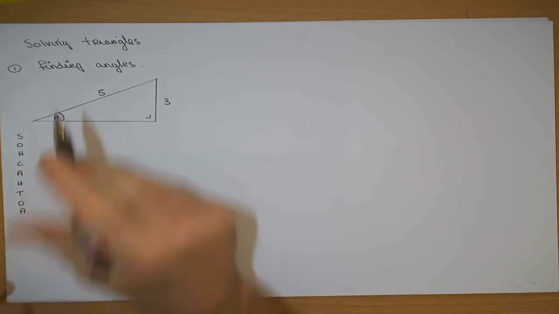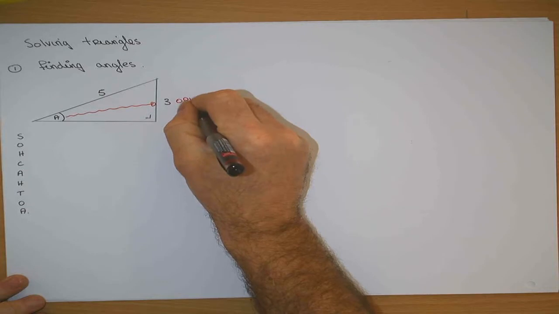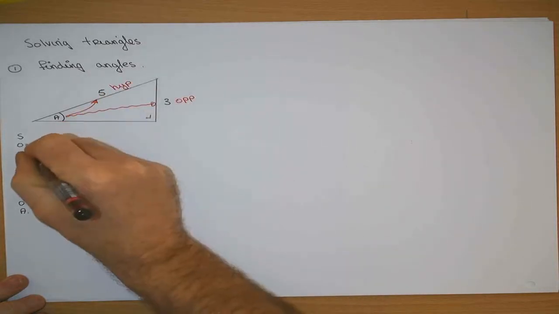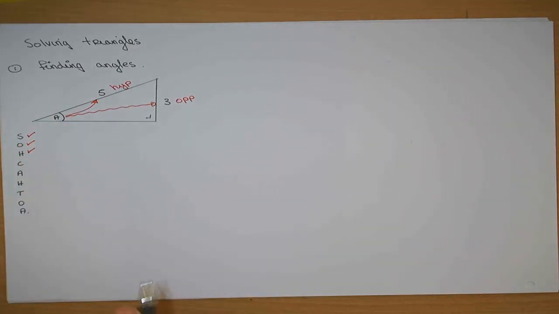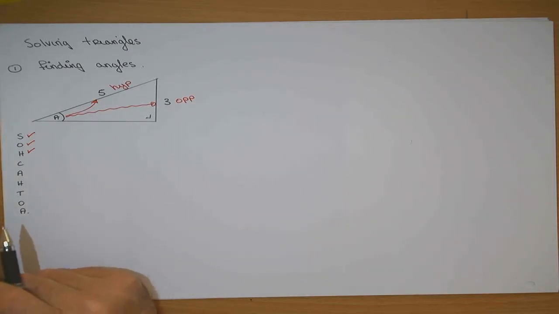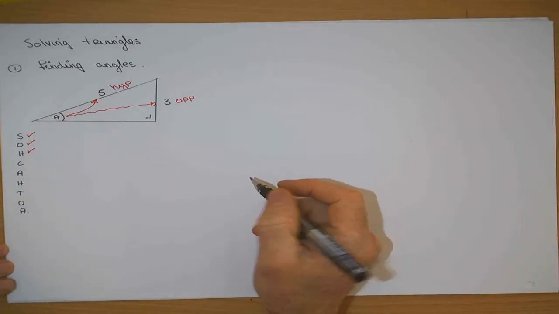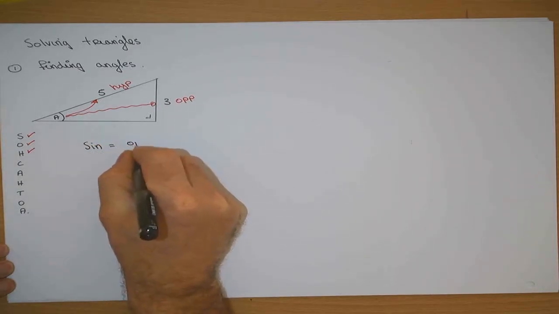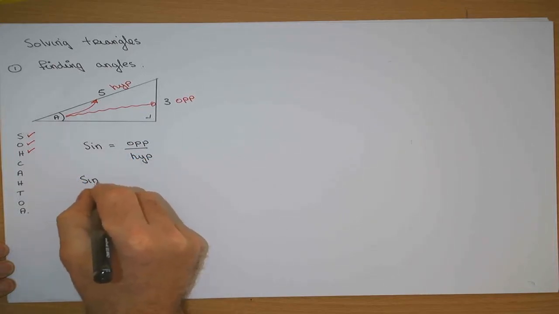So I'm looking for A. Relative to A, what side is that one over there? And what is this side up here? So because it's opposite and hypotenuse, I must use what ratio? Sine. Who does sin? Religion, right? We'll do sine here. Because it's opposite and hypotenuse, I'll write down the sine is equal to the opposite divided by the hypotenuse. The sine of which angle?